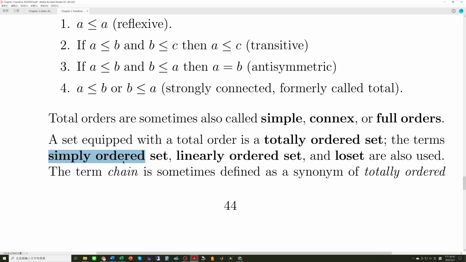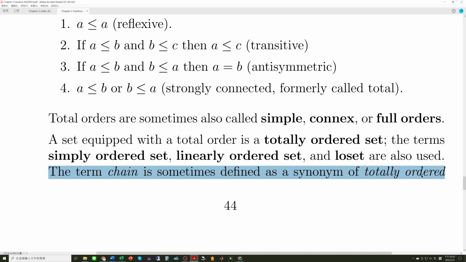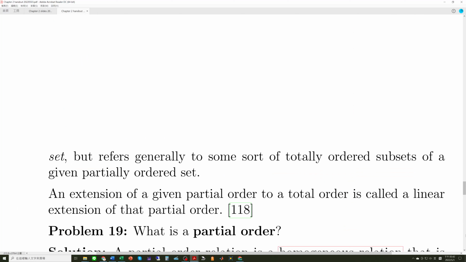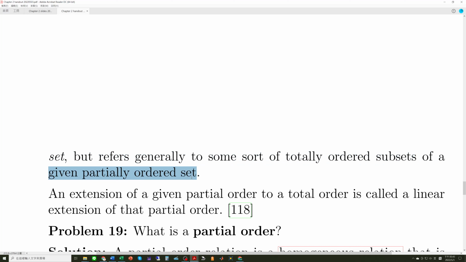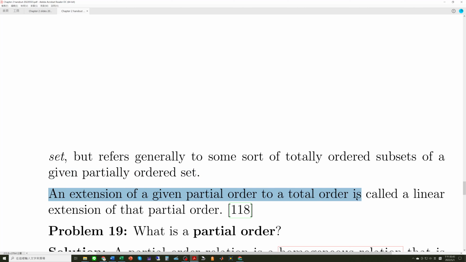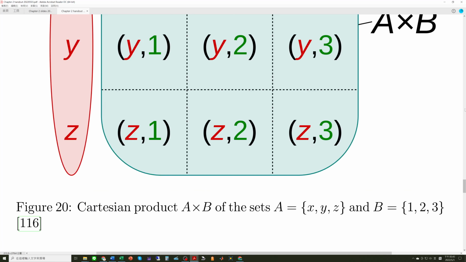The terms simply ordered set and linearly ordered set are also used. The term chain is sometimes defined as a synonym of totally ordered set, but refers generally to some sort of totally ordered subsets of a given partially ordered set. An extension of a given partial order to a total order is called a linear extension of that partial order. Okay, let me give an example.